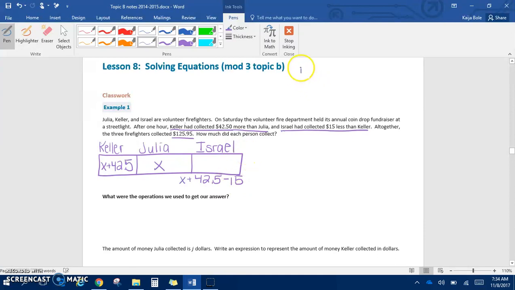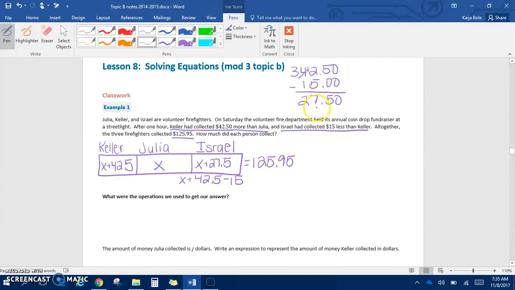So if we go up to the top here and we do 42.50 minus $15, we would get, let's see, that'd be 5, and then borrow 3, 12 minus 5 is 7. So this would be 27.50. So that means Israel would just be X plus 27.5. And we know all of this equals the total of $125.95.